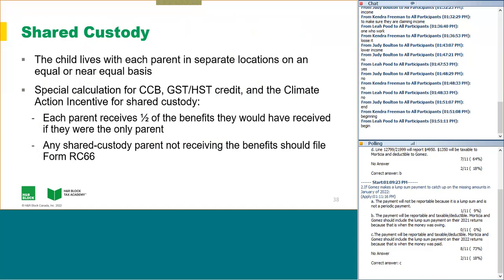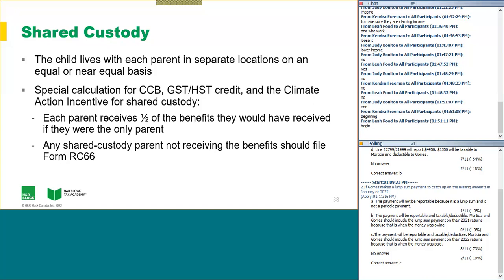But if it's shared custody fundamentally, and that's what the agreement says, you need to notify your client that what they're going to get for benefits, so CCB, GST credit, and I've added into the slide for you climate action incentive as well. This is new, climate action incentive. They've changed the rule for 2021 and ongoing. They're going to treat it the same way.